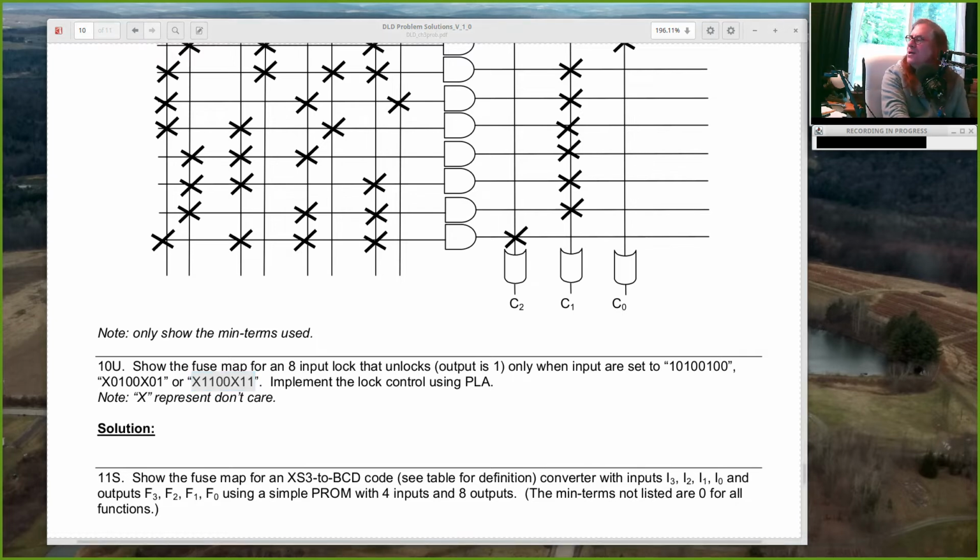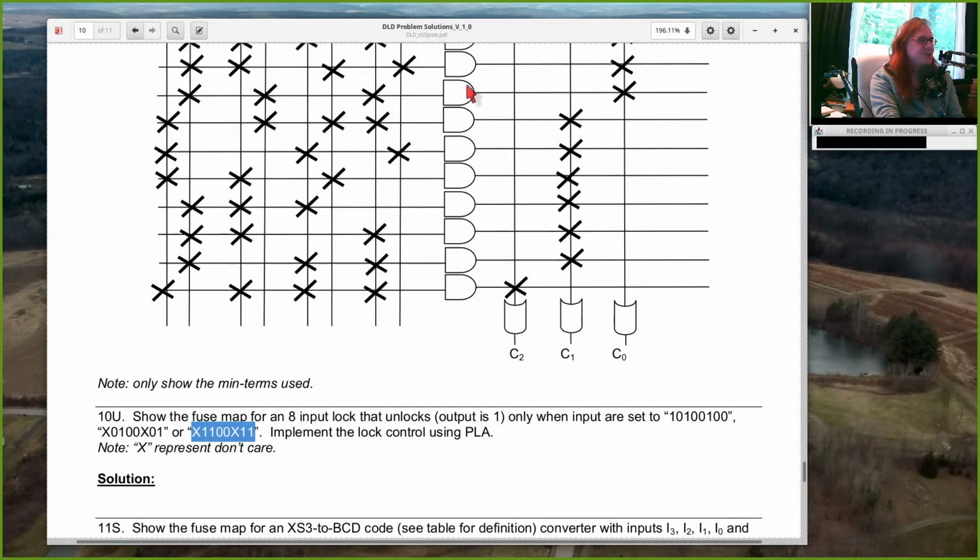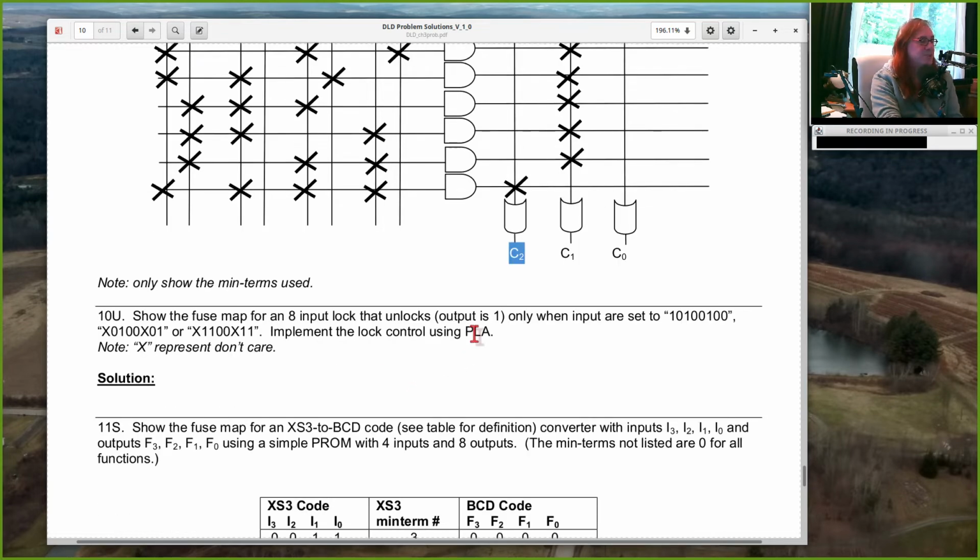So we're going to use a PLA, so both the AND plane and the OR plane are programmable. So set up your AND plane to produce 9 product terms corresponding to those 9 input combinations that should unlock, and then just take those 9 outputs and OR them together, and your single output from the circuit will be the unlock signal. Alright, so that's a programmable logic array.